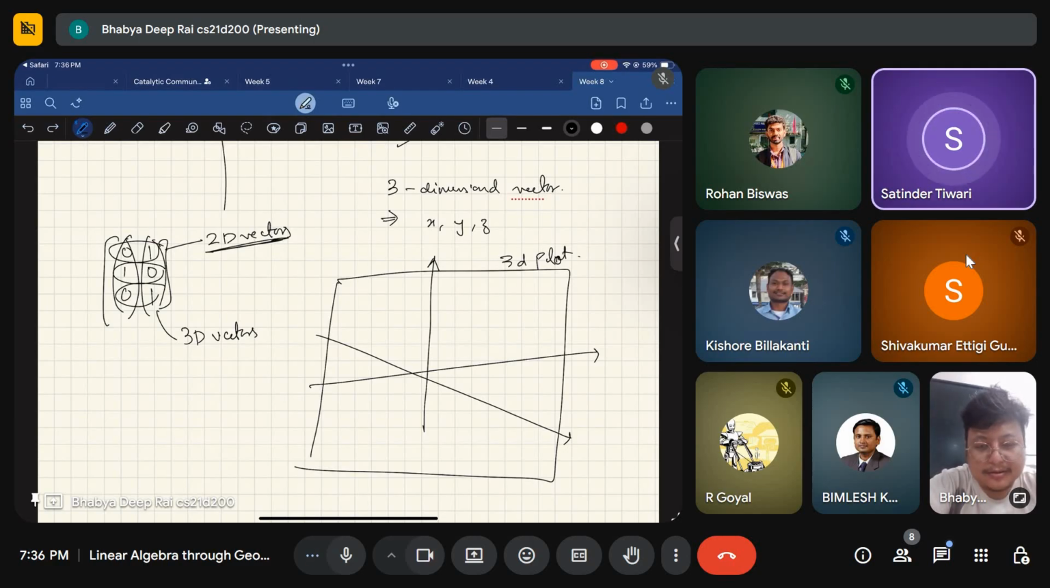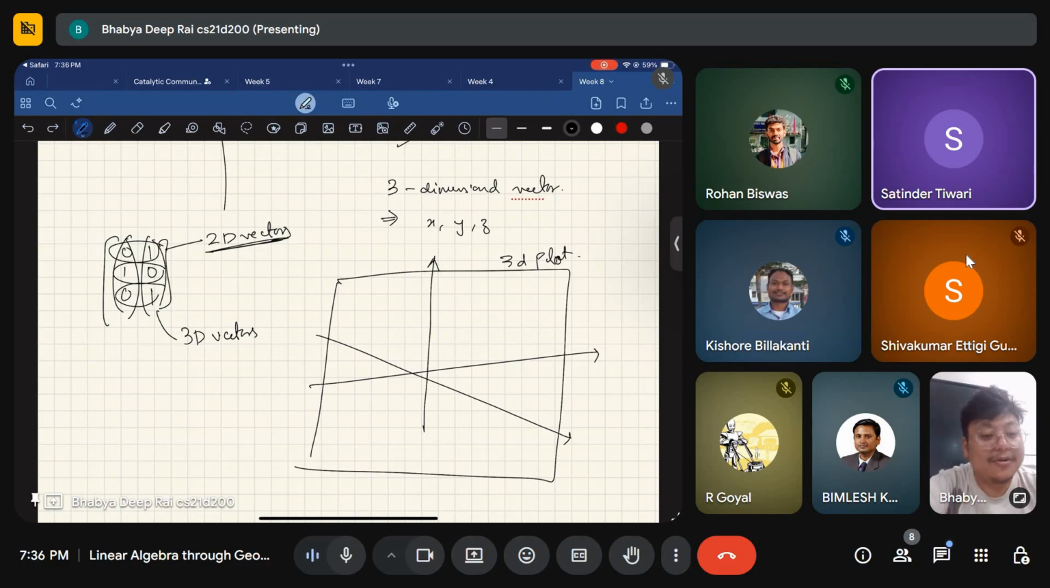If I'm going with the rank-nullity theorem, it means the dimension of the column space plus the dimension of the null space is n. If it is m cross n, it will be n. Correct. So I can say like this also, dimension of row space plus null space will also be n.